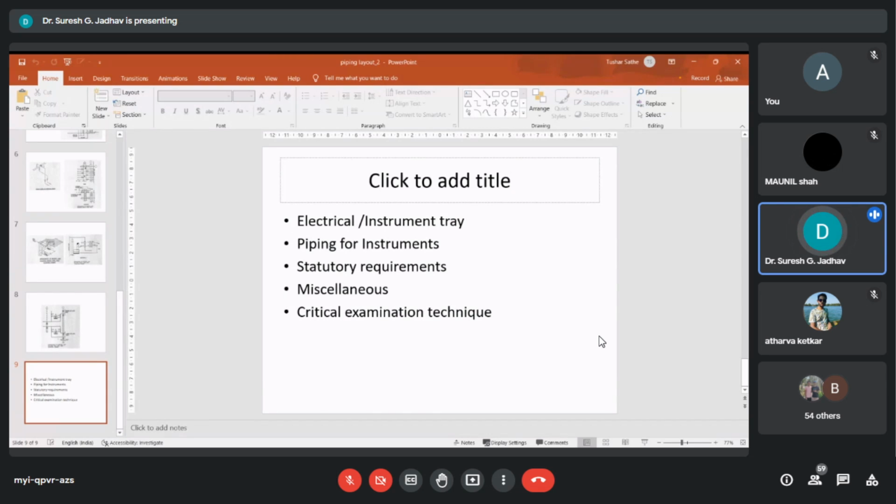Then see the different kinds of critical examinations. Based on that we can perform the critical analysis. Is it clear? So these are the points based on which we can analyze the piping layout and instruments in process industry as well as petrochemical industry or refinery industries. Now, if you have any questions, any doubts, online as well as offline, you can ask your doubts.